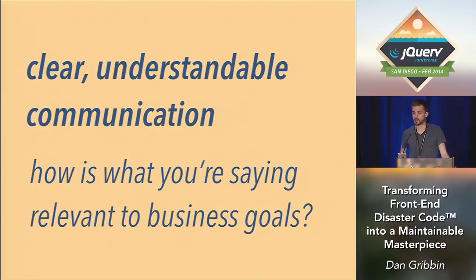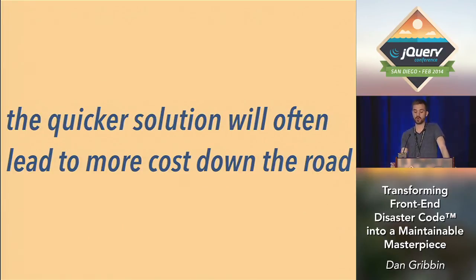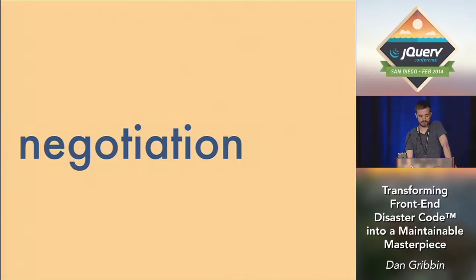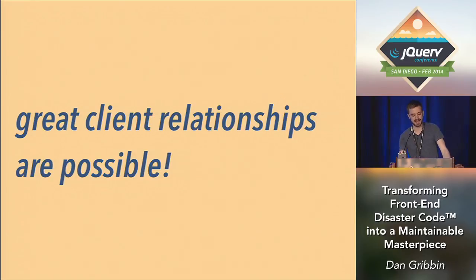When you're building new features and you're planning work, communicate with the stakeholders in terms that they can understand, in terms of their business goals. Communicate that the quicker solution will often lead to more time and cost down the road. Your stakeholders' business goals may obviously take precedence, and understanding those goals is important for better thought sync. Also keep in mind that negotiating is very possible, and it's very important. Keeping both sides in mind is also very important. So great client relationships are possible, but it takes work, negotiation, and a lot of communication to get there.